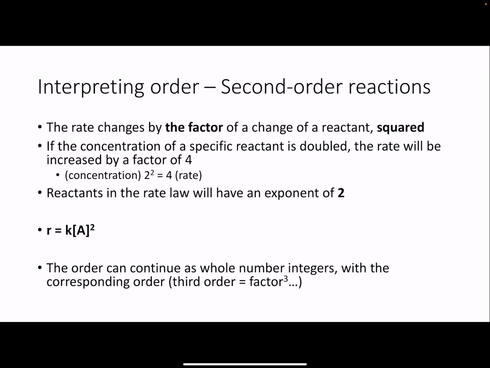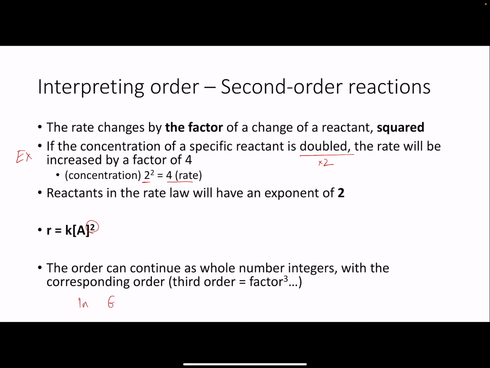Second order reaction means whatever factor the reactant changes by, the rate changes by that factor squared. So here's our example. If the concentration is doubled, and double means times 2, so we're always looking at multiplication for this, the rate will be increased by a factor of 4, because it's the factor the concentration changes by, squared for a second order reaction, which means the rate will change by a factor of 4, right? And that will describe when there's an exponent of 2. So if we continue this pattern, again, it's describing how the rate changes with changes in concentration. If it's third order, it's the factor cubed.